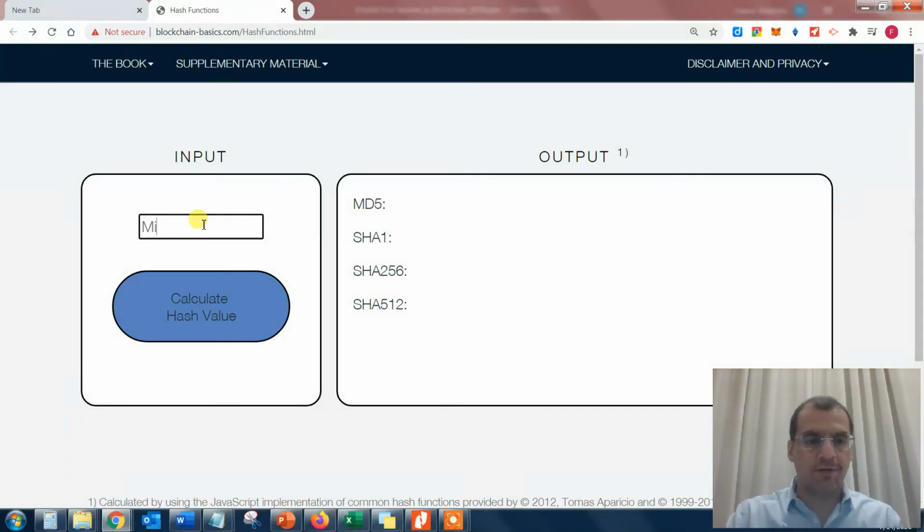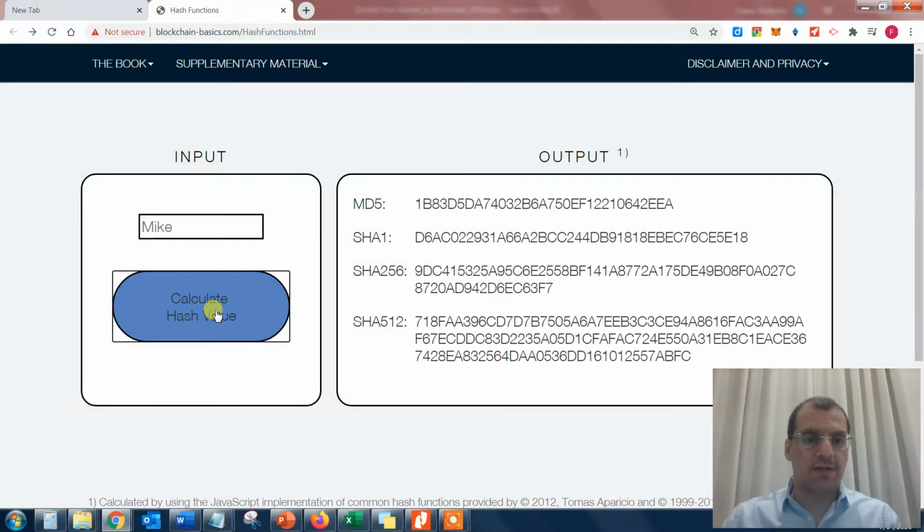So let's say I put here, for example, Mike, and I get a hash value. Now, these are different hashing types. MD5 is a different hash type, the output, and SHA1. And there's SHA256, and then you have SHA512, which stands for Secure Hashing Algorithm.